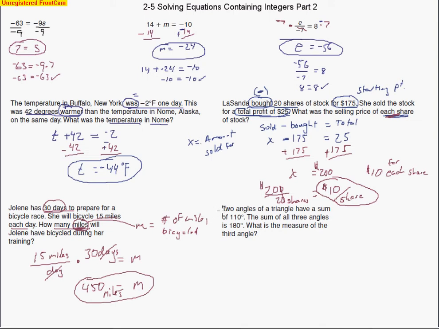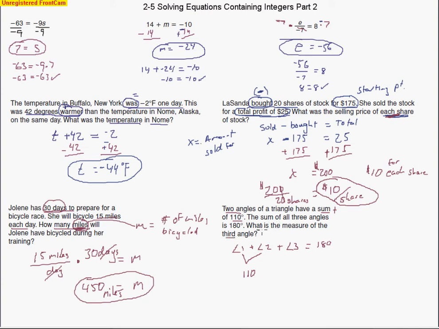Well, the last one here says that two angles of a triangle sum to make 110 degrees. Okay, two angles sum. Sum means add to make 110 degrees. So let's write out what we have here. So angle 1, this is my symbol for angle. Angle 1 and angle 2, these two combine together to make 110 degrees. Alright, well, it says the sum of all three angles is 180. Okay, so when we add in that third angle, angle 3 equals 180 degrees.